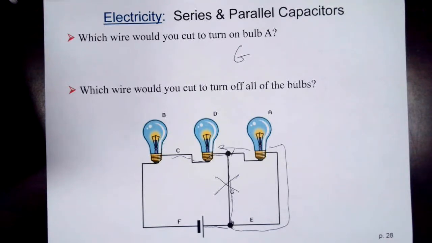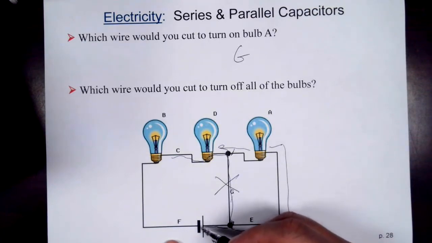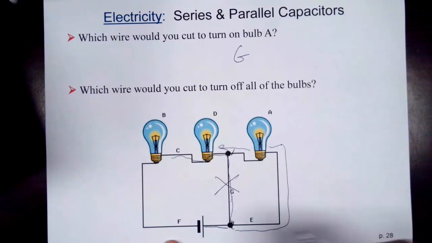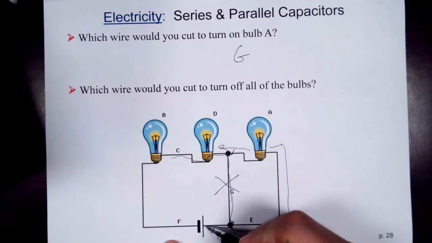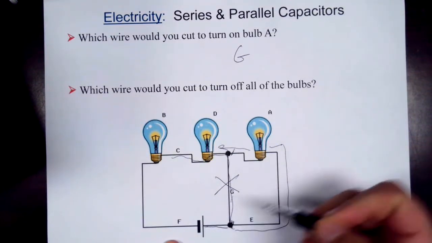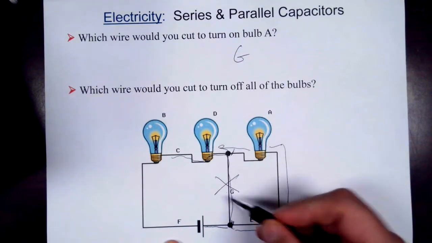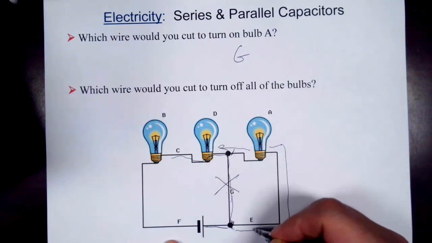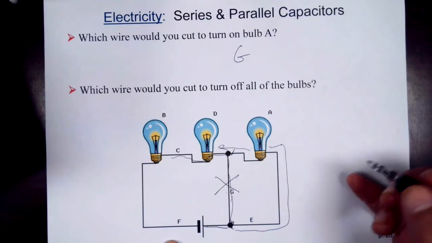In this case, I guess you've got some options. Well, I guess you don't have options. You have one option. If you wanted to turn off all the bulbs, you would have to cut a wire that connects basically the positive to the negative terminal. If you cut G, you would still have lights on. E actually wouldn't do anything.